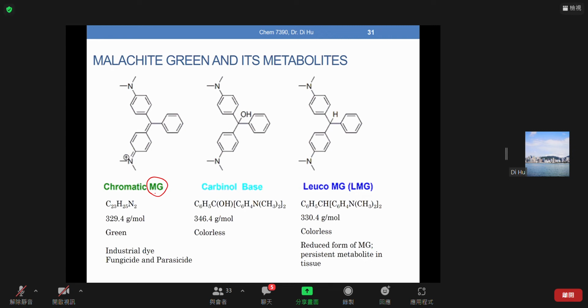For malachite green, this is the structure. The molecular weight is 329.4. Malachite green actually has two major breakdown products, which is the carbinol base and the leuco base. Do you see the difference? Do you see the difference? You see that?